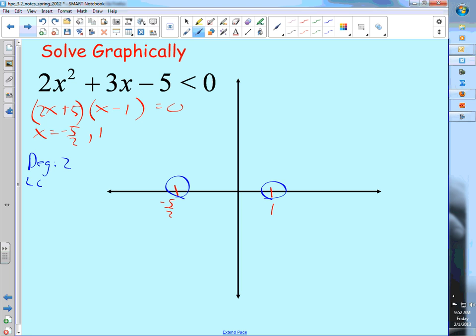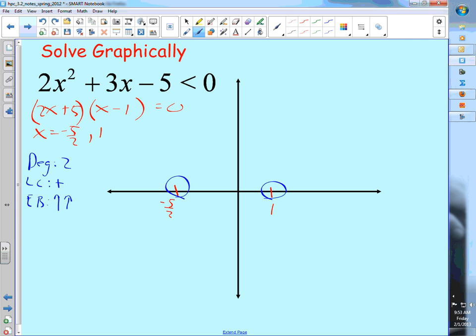The leading coefficient is positive, so the end behavior is up and up. So all I need to do to graph this is do what we've been doing all along. This is a parabola. I could even find the vertex if I wanted. Don't care. But I know the vertex is down here somewhere.